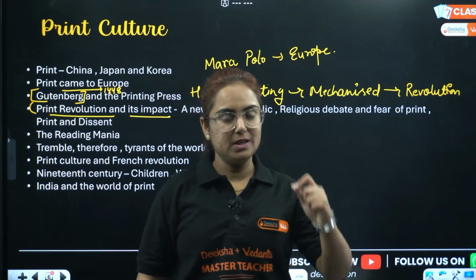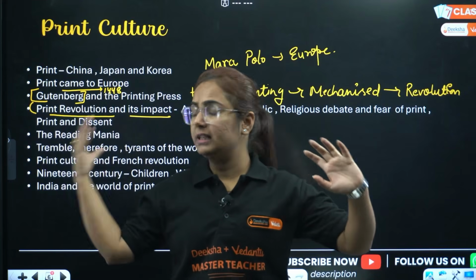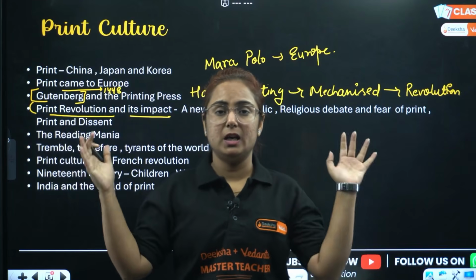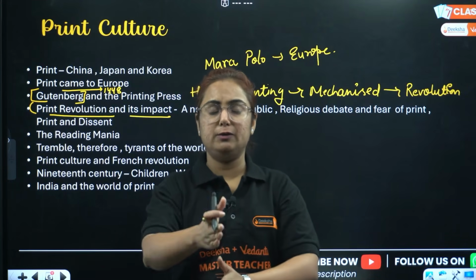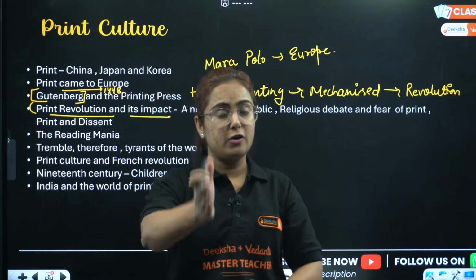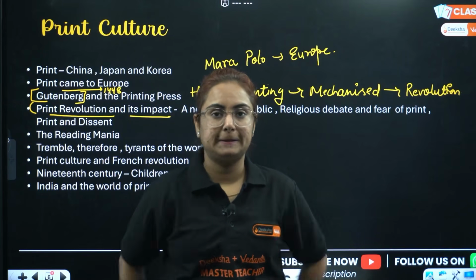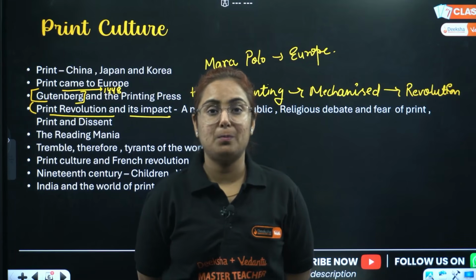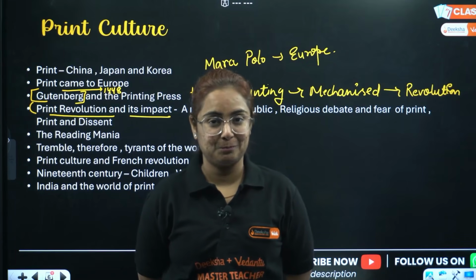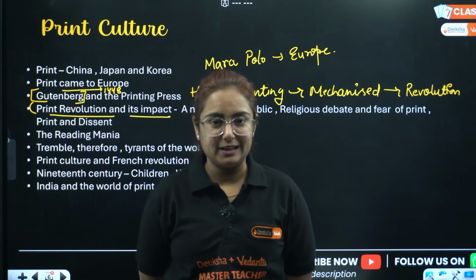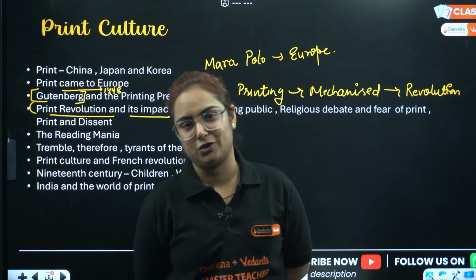He was a smart person, a goldsmith. In his house there were olive presses. He merged both technologies. In 1448 he perfected the system. The first book that was printed, in 3 years, was the Bible. How many copies? Tell me in the comment section right now how many copies were printed by Gutenberg.